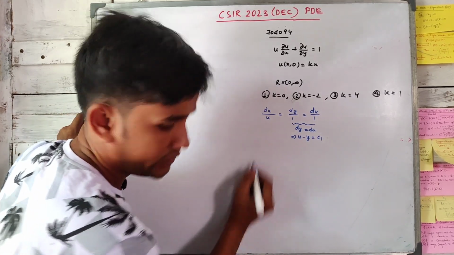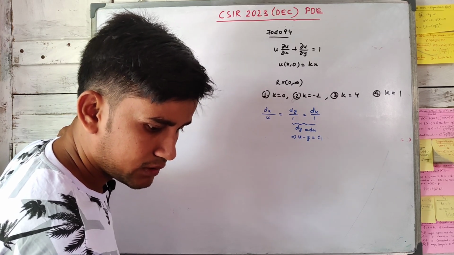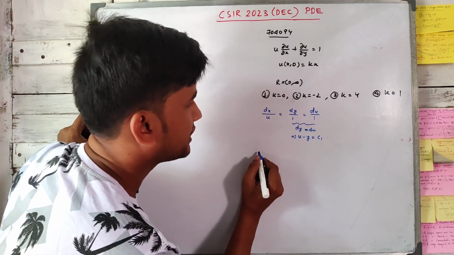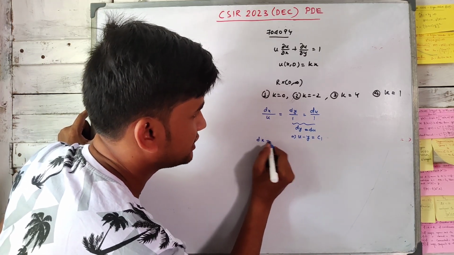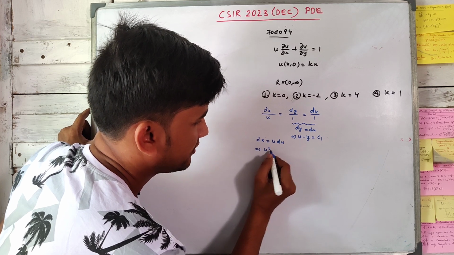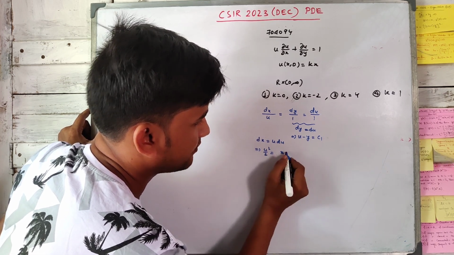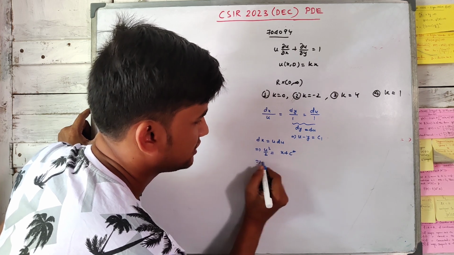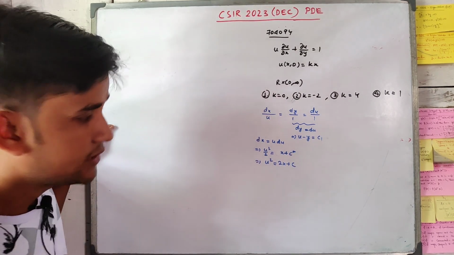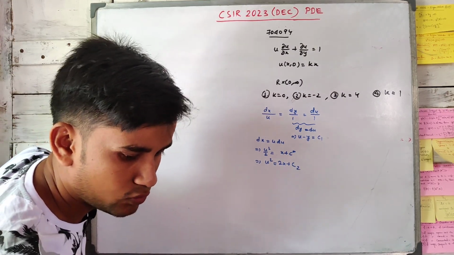Okay, and if we take the first and the last, that is dx is equal to u du. So this is equal to u square by 2, which is equal to x plus c star. This implies u square is equal to 2x plus c. Okay, so this is the complete c2, right here the c2.